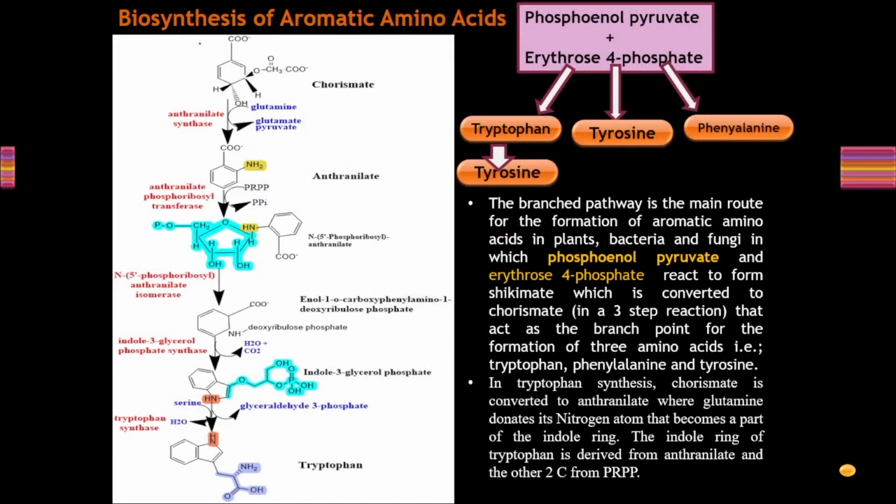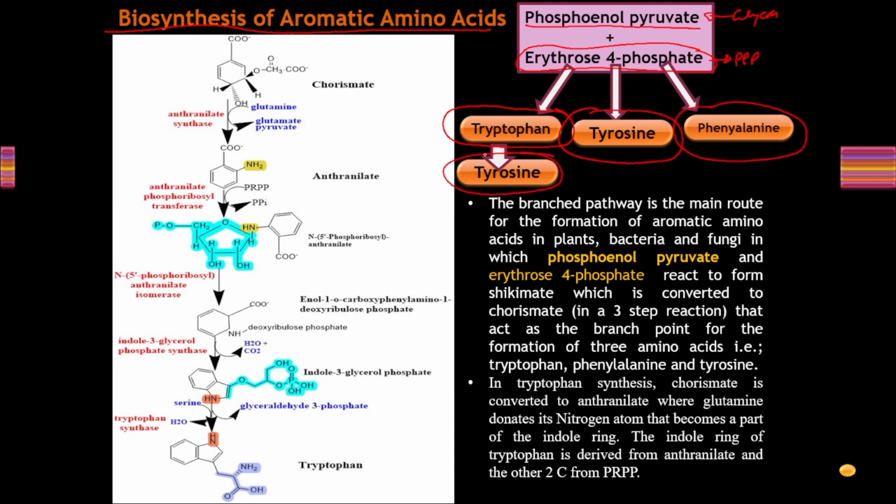So these are the other pathways of the aromatic amino acids. In the aromatic amino acids, you can use the phosphoenol pyruvate, which is formed from glycolysis, and the erythrose phosphate, which is from the pentose phosphate pathway. When they come together, they serve as a precursor for all the aromatic amino acids such as tyrosine, tryptophan, and phenylalanine. Tryptophan, when formed, can be converted into tyrosine.